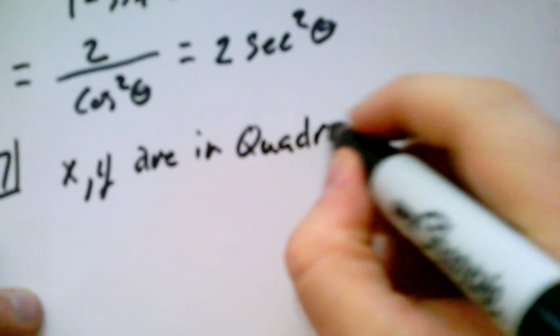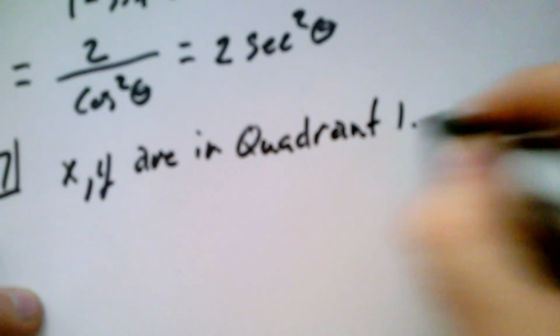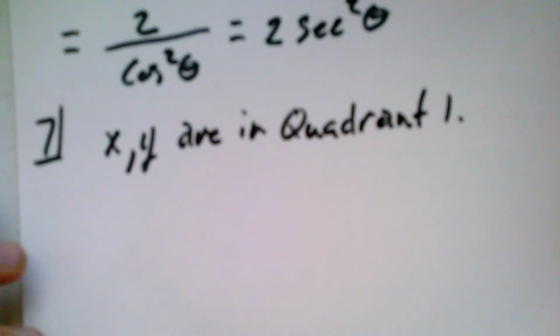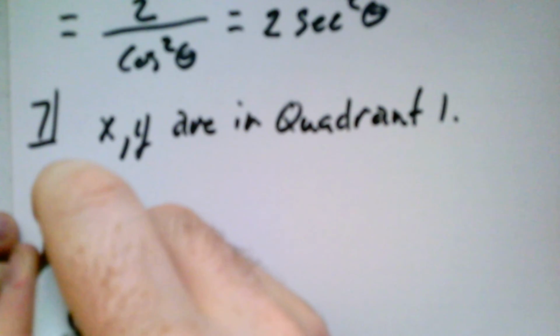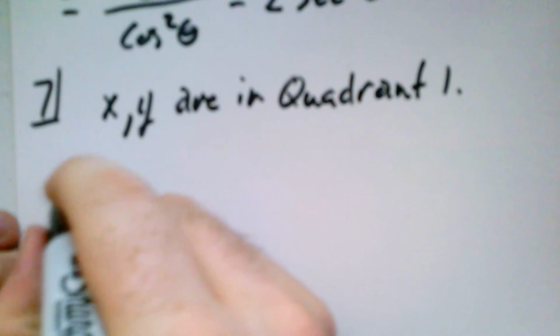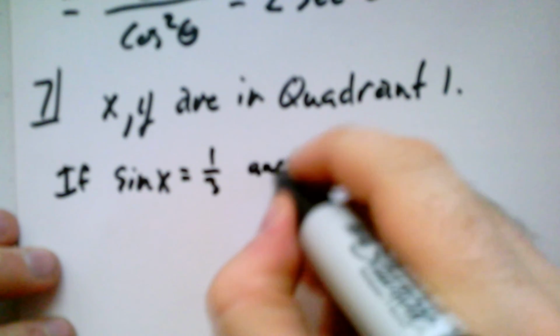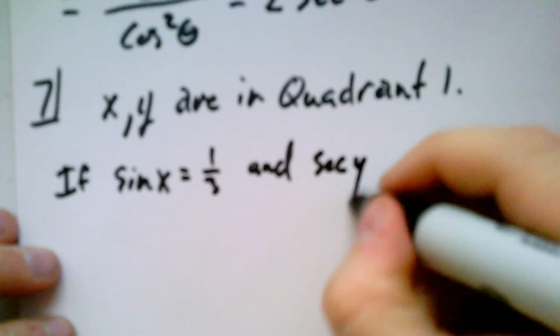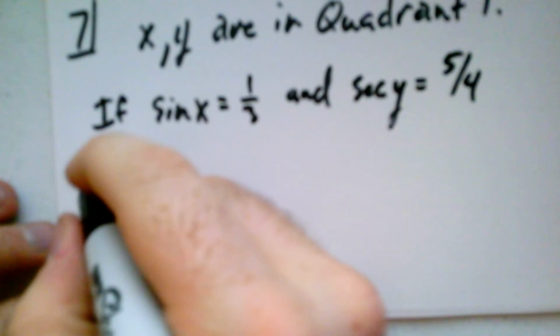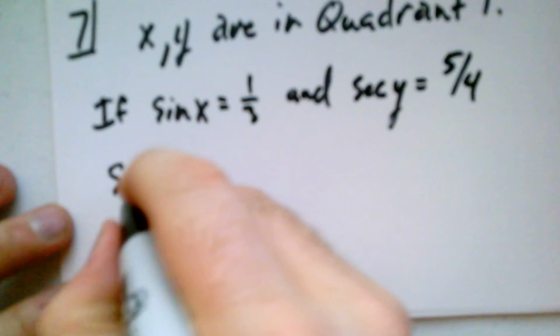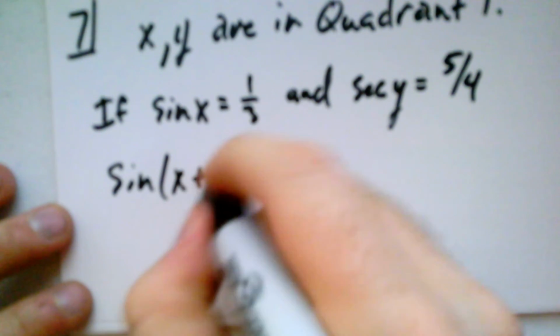That means that they are both positive. Okay. Because of that, all of our trig functions will also be positive. Okay, so we say we want to figure out if sine x equals 1/3 and secant y equals 5/4, then what does this expression equal? We have sine of x plus y.